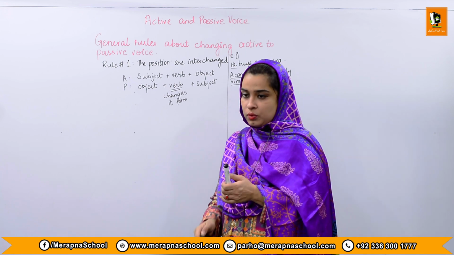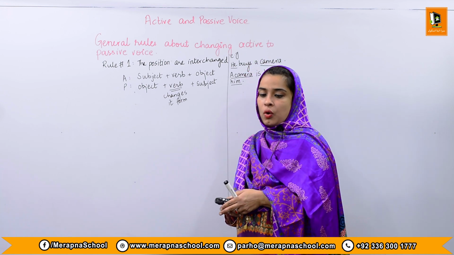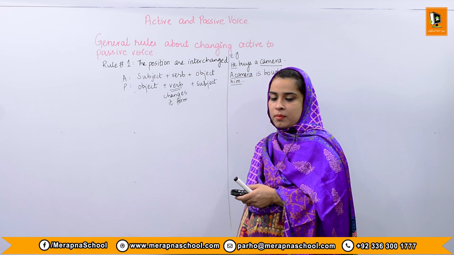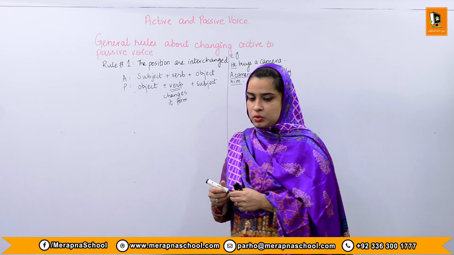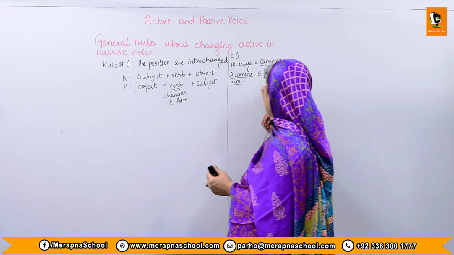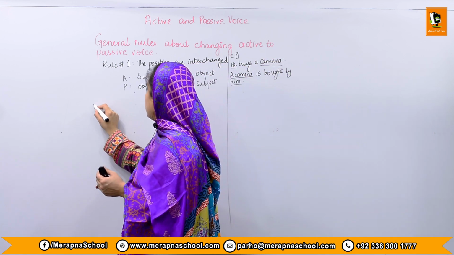Now let's move on to rule number 2. Only the past participle form, that is the third form of the verb, will be used, as over here. That is your rule number 2.